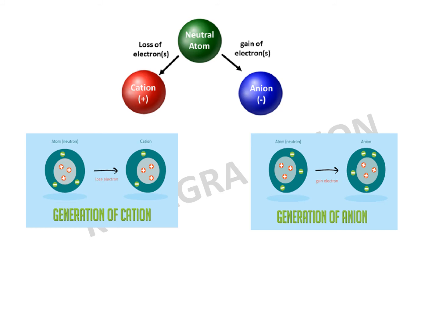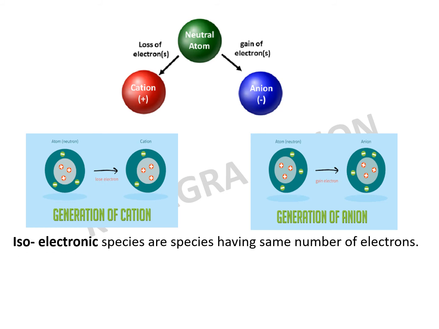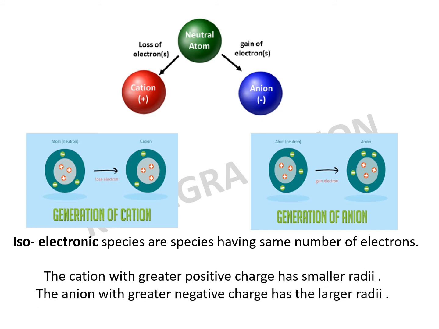Now during this loss or gain, there are chances that the anion and cation may have the same number of electrons, and such species are known as isoelectronic species. Hence, we can say isoelectronic species are species having the same number of electrons. What we can conclude is that cations with greater positive charge have smaller radii. On the other hand, anions with greater negative charge have larger radii.